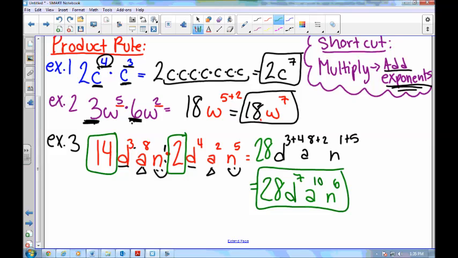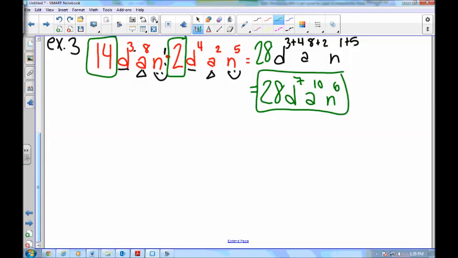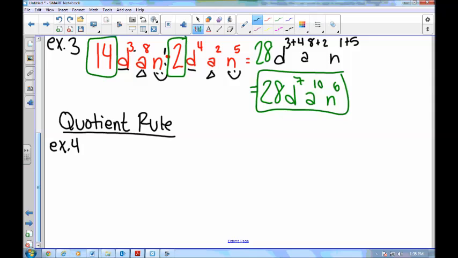Do I have any questions or confusions on product rule? Who remembers this from junior high? Excellent. Do you remember this from junior high? Yes, no, please. Okay, let's do the next rule. Quotient rule. Example 4.